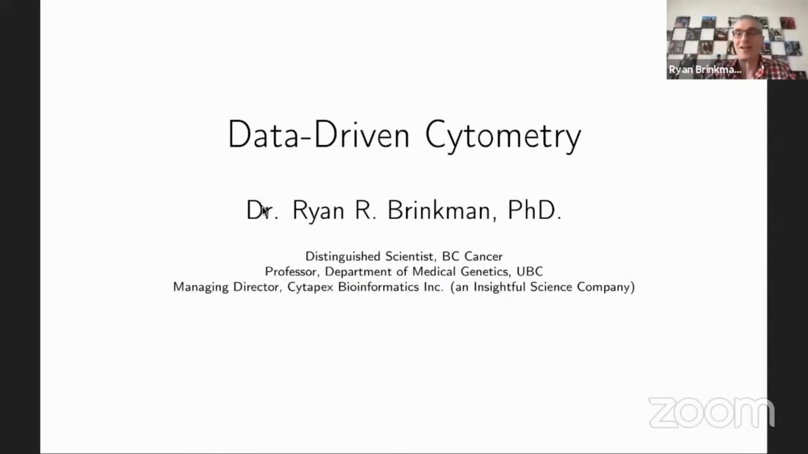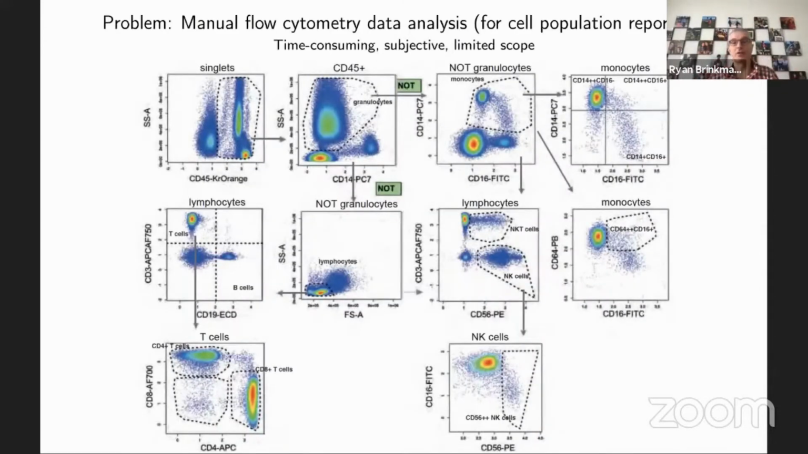I appreciate the invitation. A disclosure, I'm involved with Cytopex Bioinformatics, Inc. Everything I'm going to talk about today is freely available. All the technology underlying everything I talked about, you can go get and use for yourself. I'm going to talk about something a little bit different than we've heard before, complementing what you've heard from other speakers today about unsupervised methods and dimensionality reduction.